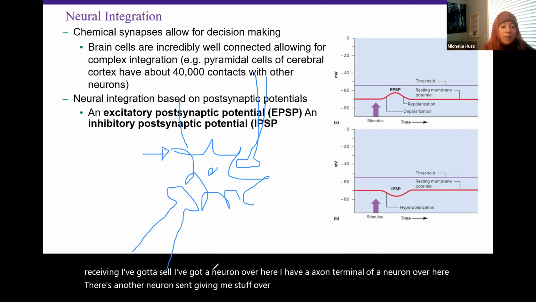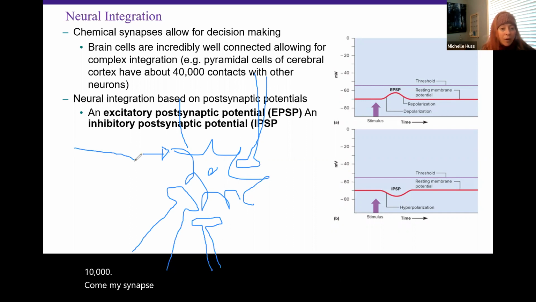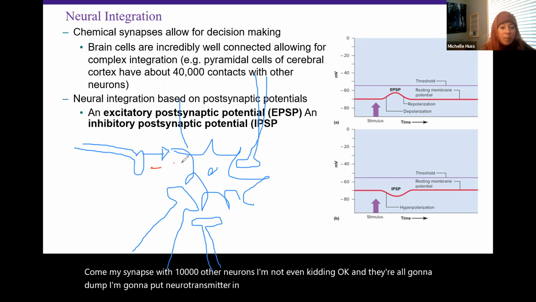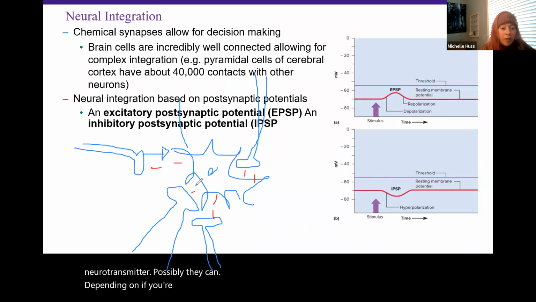So this little neuron might synapse with 10,000 other neurons. I'm not even kidding. And they're all going to dump, I'm going to put neurotransmitter in red, they're all going to be dumping neurotransmitter, possibly, depending on if you're thinking, if you're feeling, if you have sensations.